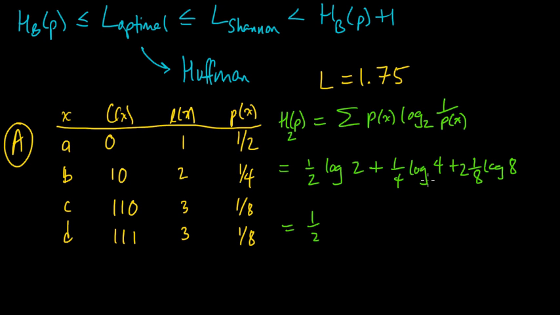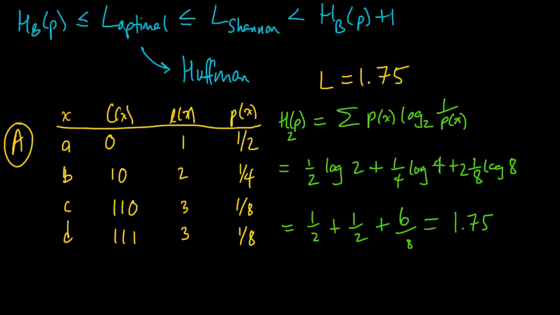So log base 2 of 2 is 1, so we get 1/2. Log base 2 of 4 is 2, so we get 2 over 4, which is 1/2, plus log base 2 of 8 is 3, so we get 6/8. So that is equal to 1 plus 3/4, which is 1.75. So the entropy in this case is actually equal to the expected code word length. So not only is it a lower bound, in fact, the expected code word length achieves the lower bound in this case. So this is a very, very good code. It's ideal in some sense.